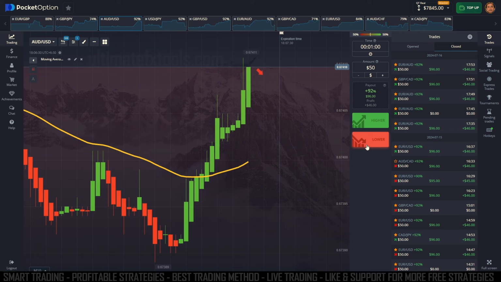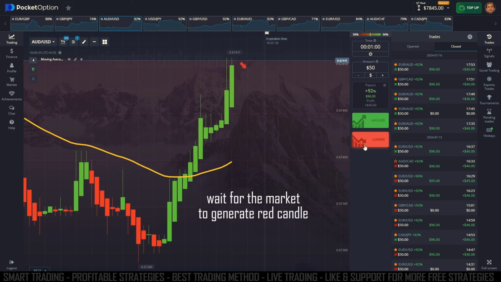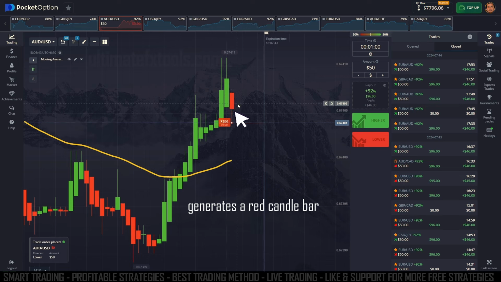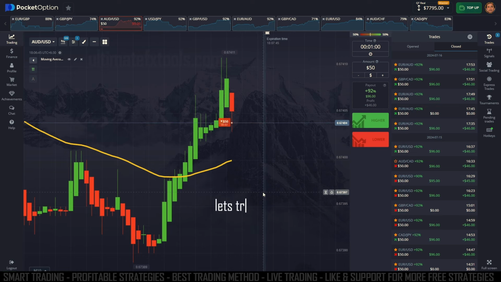Our strategy is to monitor for a red candle bar formation, signifying a potential downward trend. The confirmation of this pattern indicates a promising profitable trading outcome. It generates a red downtrend candle bar. Let's trade lower on it.